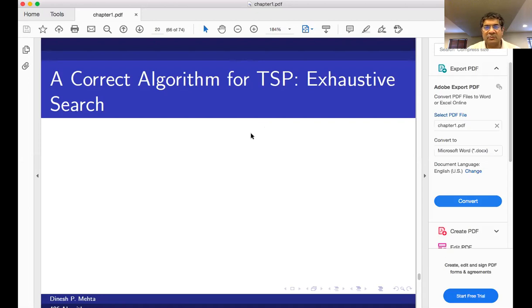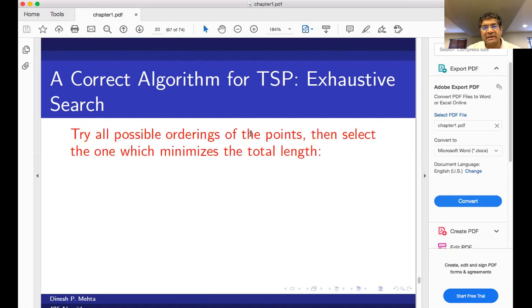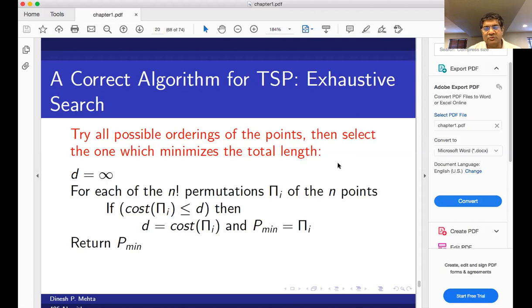It turns out that one way to do this is through what's known as an exhaustive search. And the idea, as the name suggests, is that you just try all the possible orderings of points, every single one of them, and then pick the one that minimizes the length of the tour. That's my English description up on the slide, and below it is the pseudocode description. The idea is you are trying to find the minimum over n factorial numbers, because that's the number of permutations we have here.